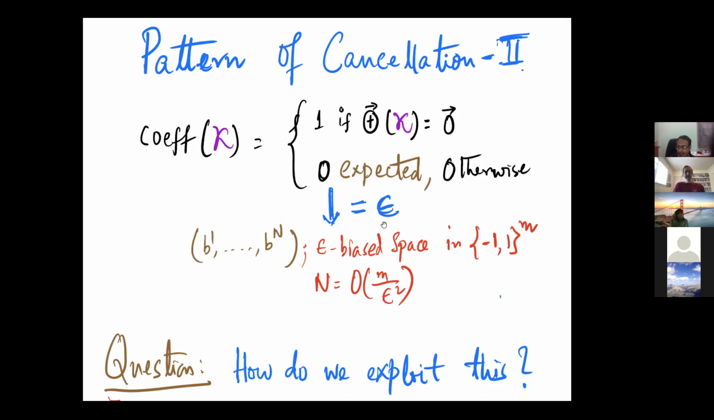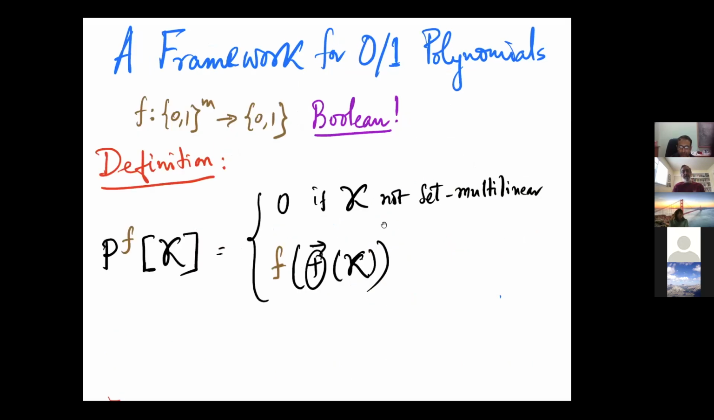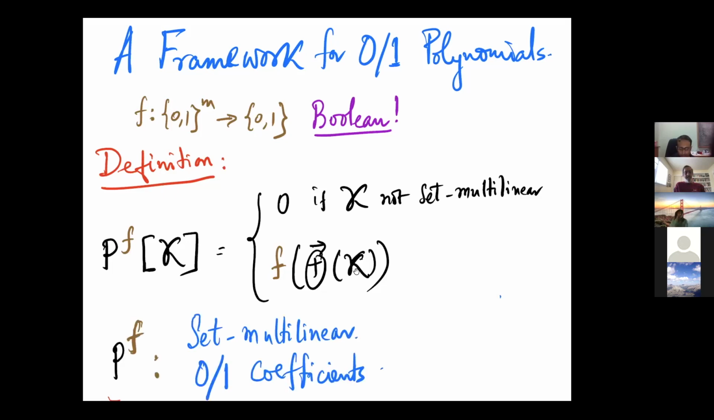So this is the kind of cancellation that's happening, and we would like to exploit it to create our function. This gives us a nice way to generate some polynomials from Boolean functions. I call them 0, 1 polynomials because in these polynomials every coefficient is either 0 or 1. So take some Boolean function f from m variables to 0, 1, and define a polynomial p of f in the following way. First of all, I want to make it set multilinear, so the coefficient of a monomial kappa is 0 if kappa is not set multilinear. If it is set multilinear, then I just evaluate f on the parity vector of kappa. So this is a natural way to associate a polynomial with every Boolean function, and these are set multilinear polynomials with 0, 1 coefficients.